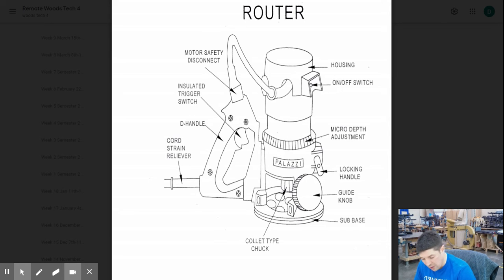Routing that is done without guides, I mentioned, is freehand routing. I mentioned the speed that the router runs already. I would know what a rabbit, dado, and groove are. You're going to need to know what those are. I mentioned about eye protection.